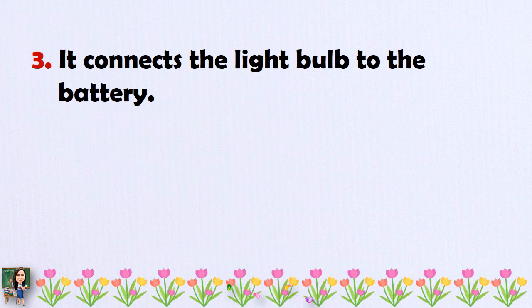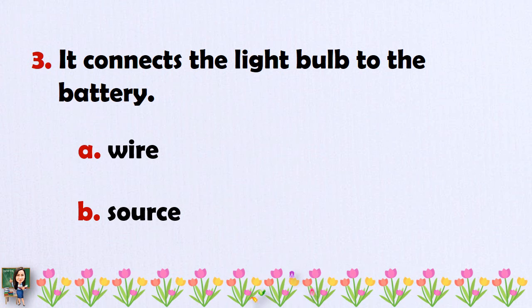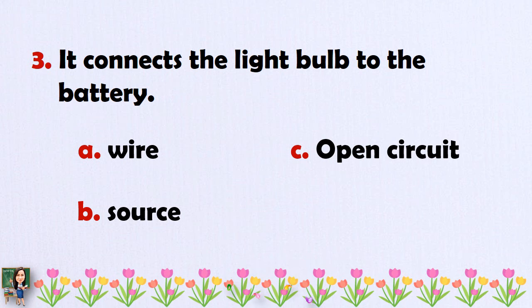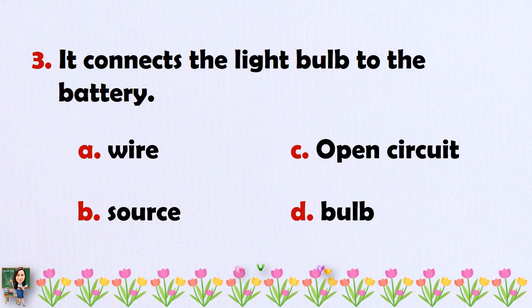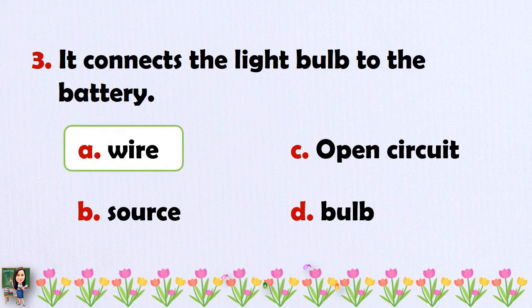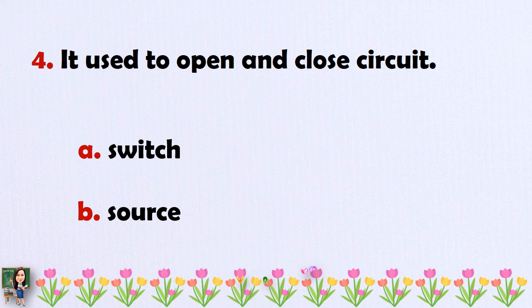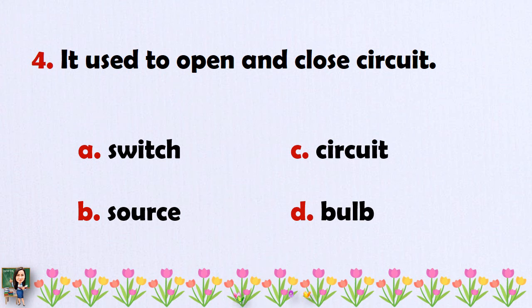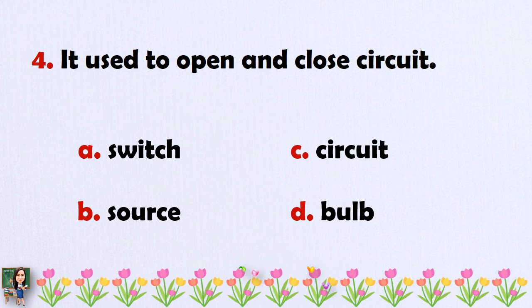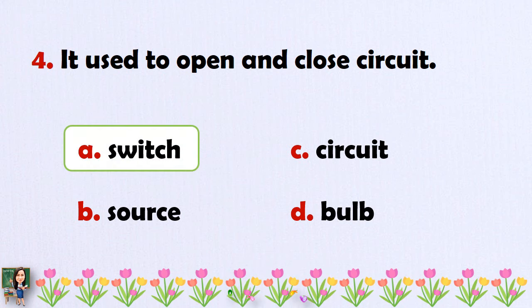Number 3. It connects the light bulb to the battery. A. Wire. B. Source. C. Open circuit. D. Bulb. What is the correct answer? Very good! The correct answer is letter A, wire. Number 4. It is used to open and close circuit. A. Switch. B. Source. C. Circuit. D. Bulb. What is the correct answer? Very good! The correct answer is letter A.